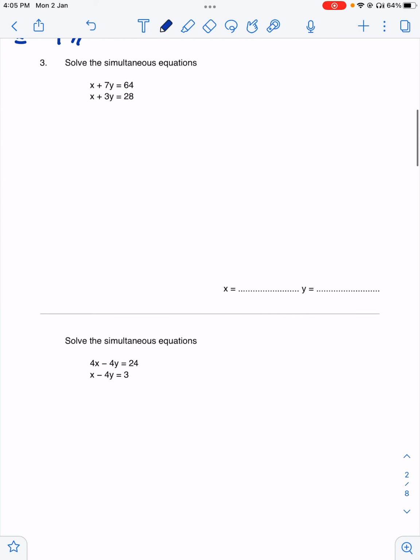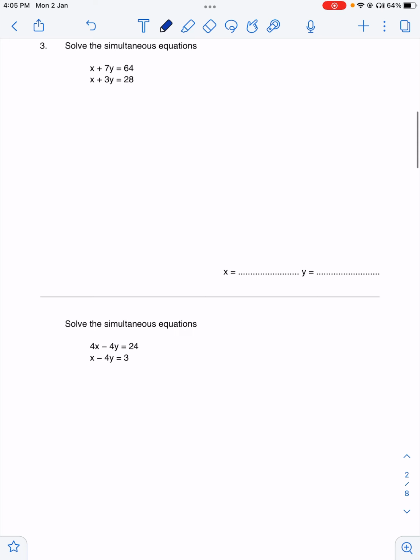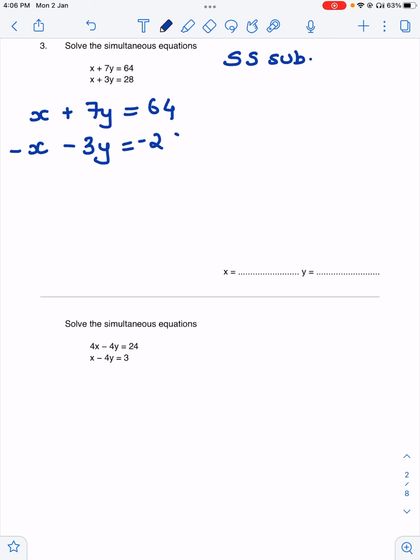Let us check the third equation. In the third equation, x is the same, and the signs are also the same. So I told you the rule: same sign, subtract. What we do in this sum, again I am repeating, the first equation will be kept as it is. In the second equation, the signs change. Plus x becomes minus x, plus 3y becomes minus 3y, plus 28 becomes minus 28. Let us solve it.